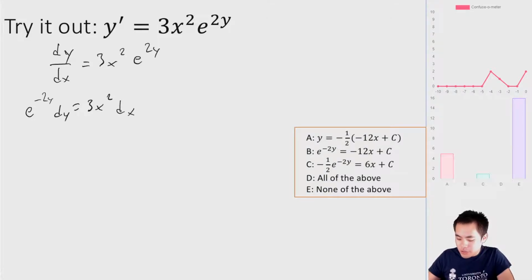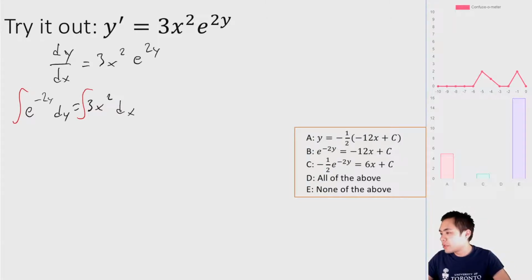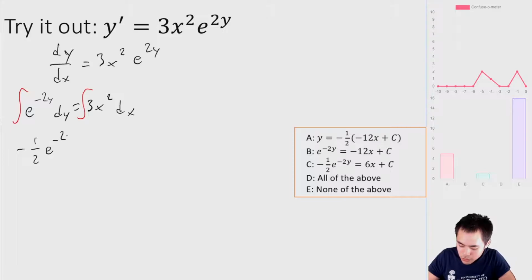So you get e to the minus 2y dy is equal to 3x squared dx. You want to take the integral of both sides. Okay, we're getting some more replies. A's and E's. So then this here is equal to minus 1/2 e to the minus 2y is equal to... Wait, did I do something wrong? Oh, I did it wrong.